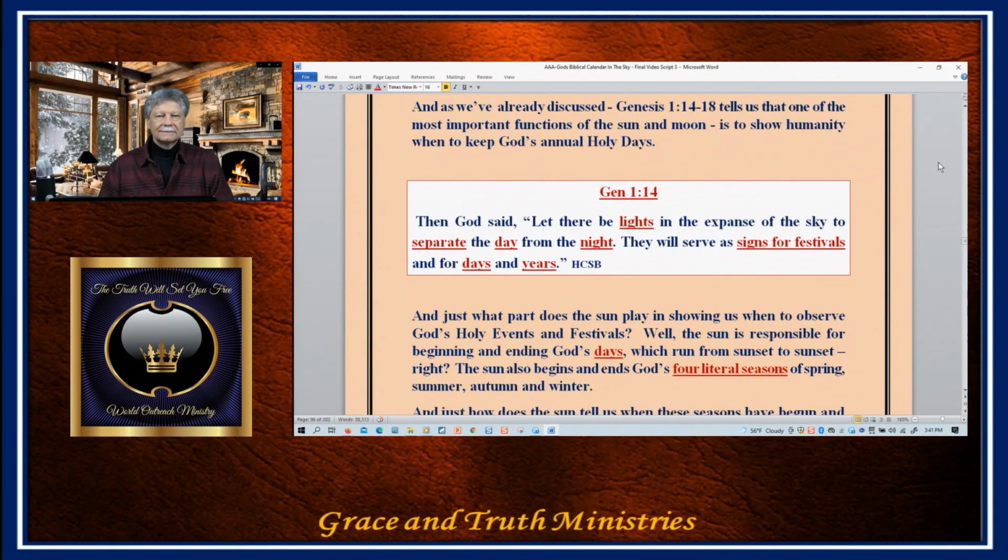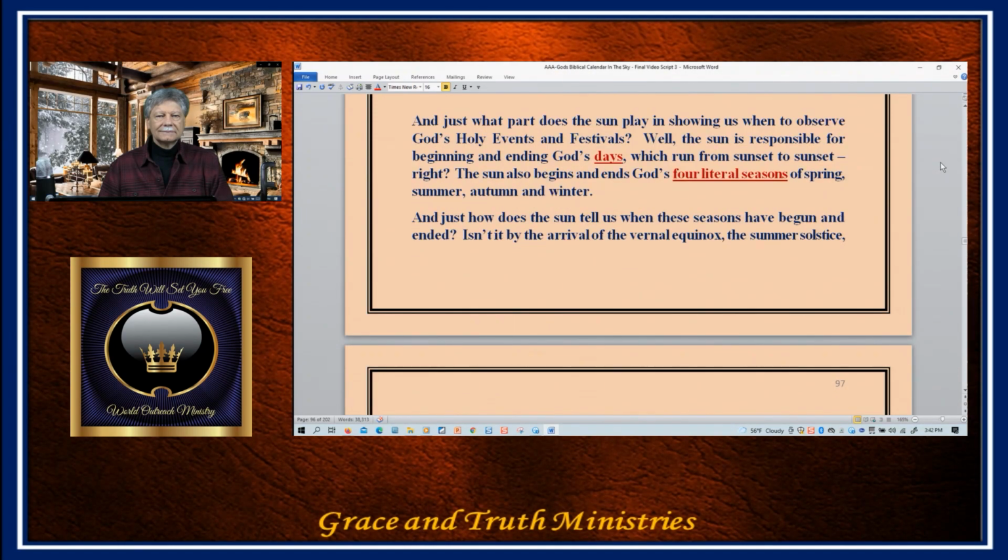And friends, as we've discussed many times, Genesis 1:14 through 18 tells us that one of the most important functions of the sun and moon is to do what? It's to show humanity when to keep God's annual holy festivals, right? Let's read that scripture again just to refresh our memories. Quoting, it says, "Then God said, 'Let there be lights in the expanse of the sky to separate the day from the night.'" And they'll do what, friends? They will serve as signs for festivals and for days and for years. And that's from the Holman's Bible.